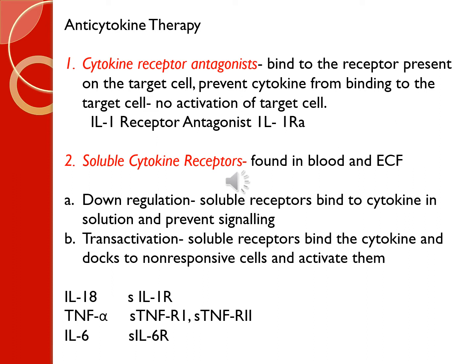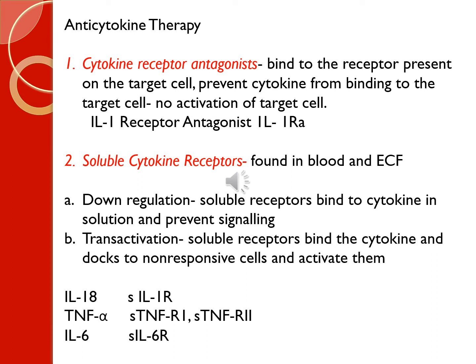So what exactly is anti-cytokine therapy, and what are the different mechanisms? In anti-cytokine therapy, you have three mechanisms. In the first mechanism, it is mainly a cytokine receptor antagonist. That is, you give an antagonist so that it binds to the cytokine receptor present on the target cells, thereby preventing the cytokine from binding to the target cell. So these antagonists bind to the receptor present on the target cell and prevent the cytokine from binding, and no activation of the target cell can happen.